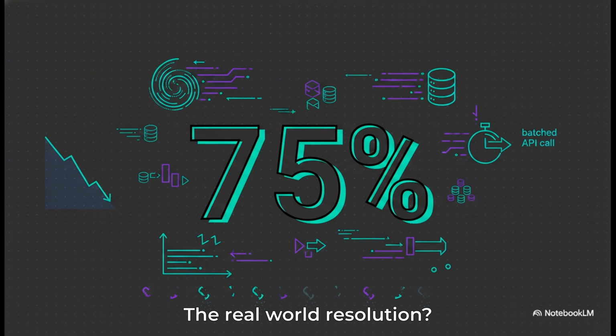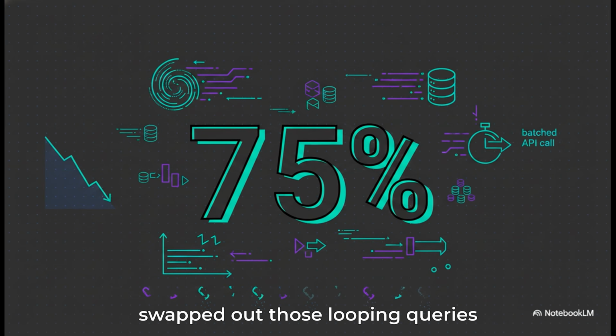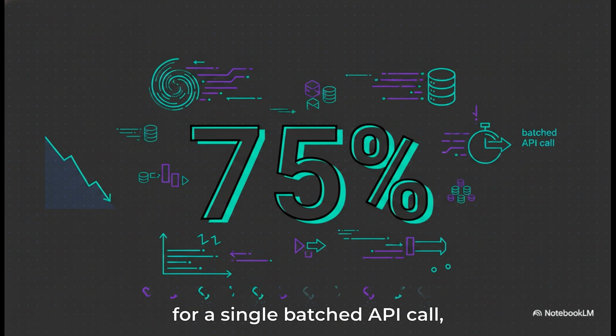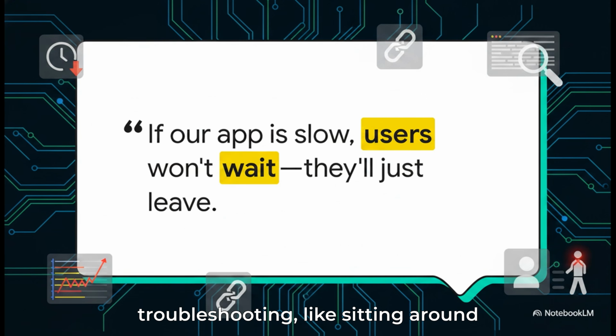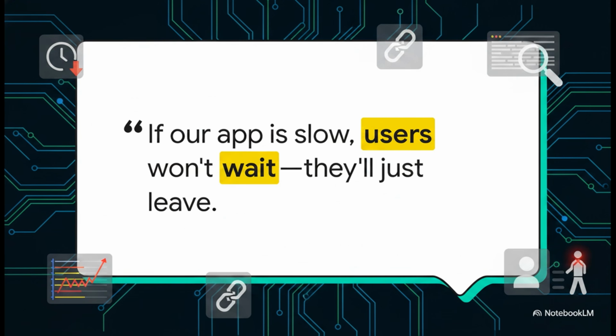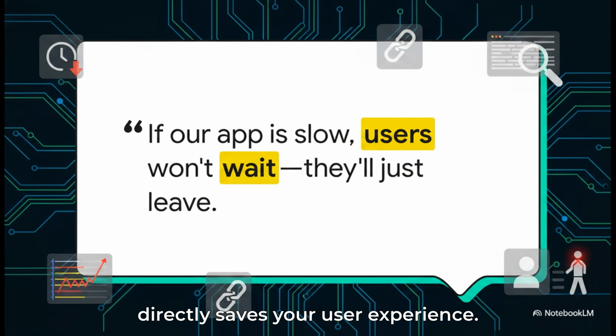The real-world resolution? The developers saw the evidence, swapped out those looping queries for a single batched API call, and literally slashed the checkout time by 75%. The timeouts were entirely eliminated. And honestly, this is why all of this deeply matters. As one of the sources pointed out, if our app is slow, users won't wait. They'll just leave. Shifting your mindset from reactive troubleshooting, like sitting around waiting for crash reports, to proactive observability using performance monitoring, that directly saves your user experience, and at the end of the day, your revenue.